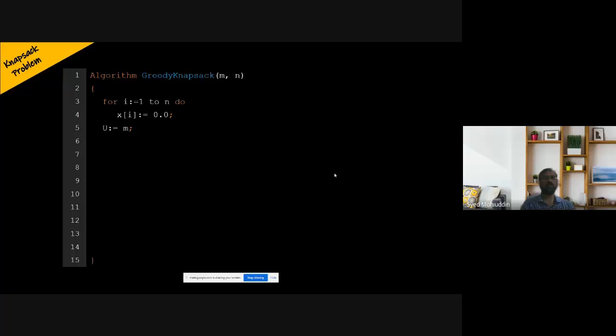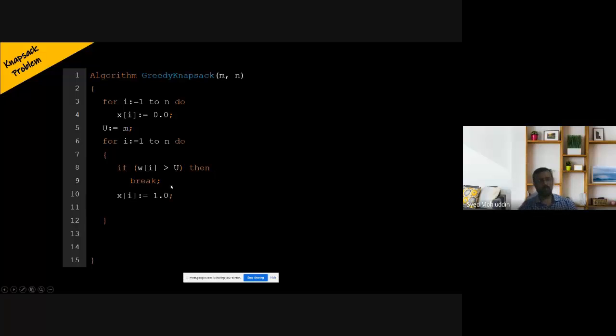Then we take a variable u, which is initialized with the capacity of the knapsack. Then for each object, we check if the weight of the object is greater than u. Now here u is initialized to the capacity of the knapsack, but u actually represents the remaining capacity. So initially the remaining capacity is the full capacity, that is m. So we check if the weight of the object is greater than the remaining capacity. If it is greater, we cannot put that object, so break.